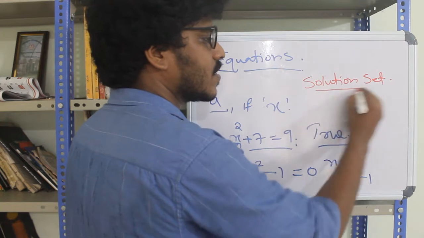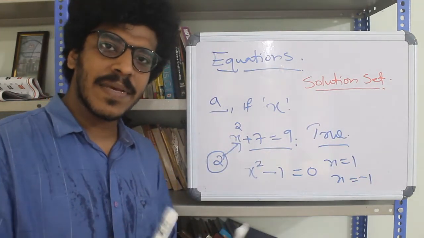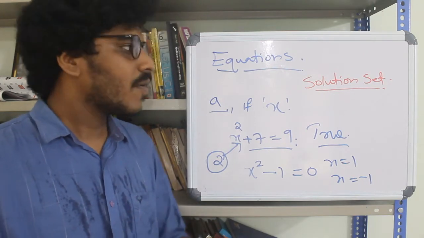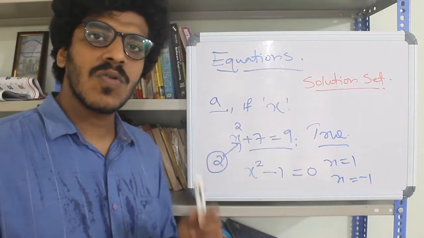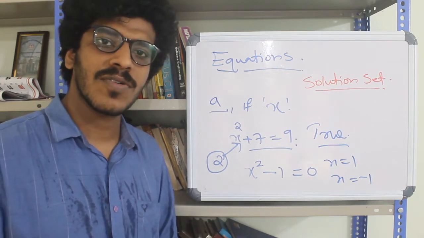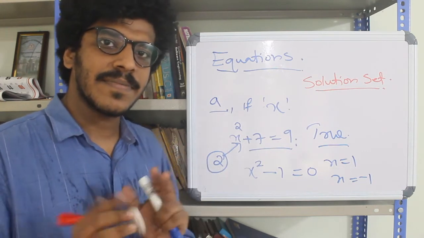Solution set. So what is a solution? A solution is a number which can be substituted for the variable so that the equation stands true. What is a solution set? A solution set is the collection of all possible solutions of an equation.